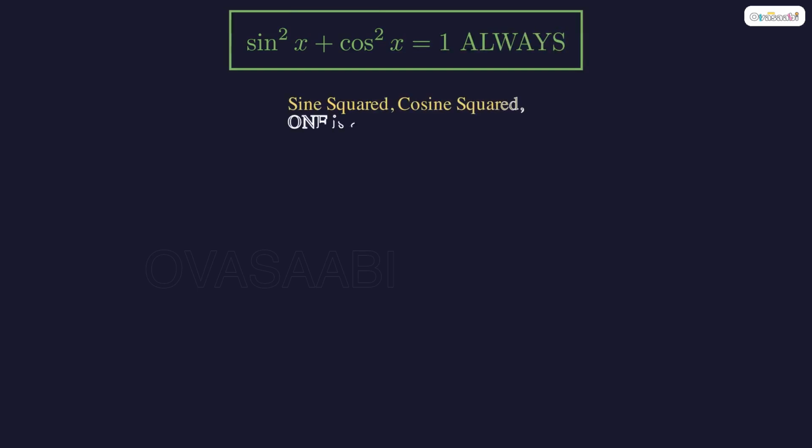Remember, sin² plus cosine² equals 1 always. Memory trick: sin², cosine², 1 is assured. Write this identity first in trig proofs. It's your best friend.